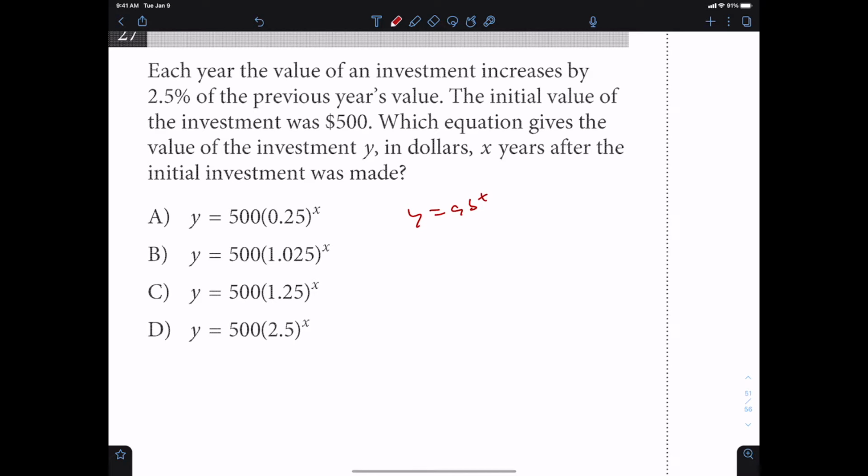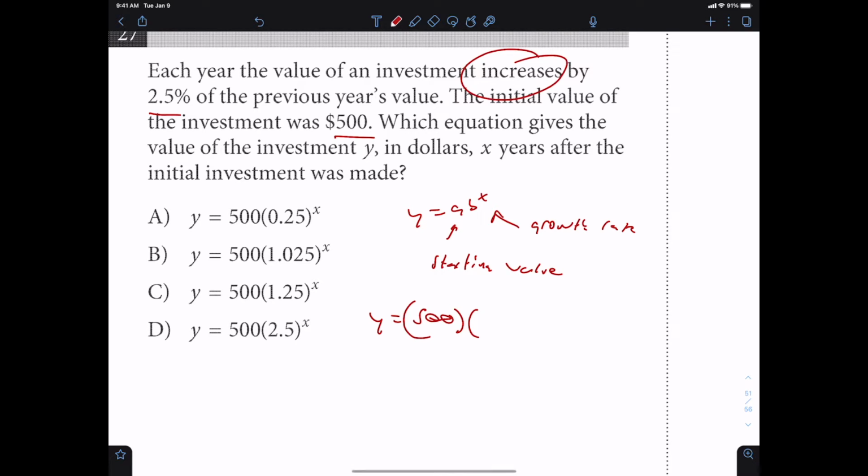So I'll make it y equals a b to the x. A is always going to be your starting value, and b is going to be your growth rate. Okay, so in this case, we have y equals our starting value, 500, times our growth rate, which is 2.5%, but remember it's increasing, so it's going to be 1.025, and then to whatever x power. So our answer is going to be B.